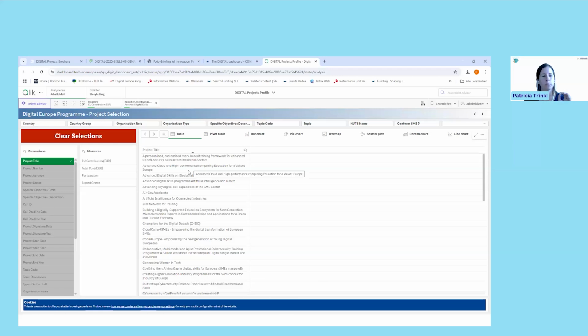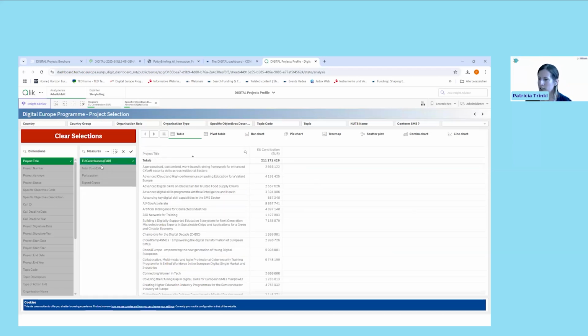So you can really, for example, if you want to apply for the Skills Academy on AI and you want to see what has happened so far, which has some relation to artificial intelligence, just go as a first idea through the project titles and see, for example, hey, Advanced Digital Skills Program, Artificial Intelligence and Health. So this could be a first indicator of how to find related projects. You can even show the EU contribution. So you can see how much EU funding that project received.